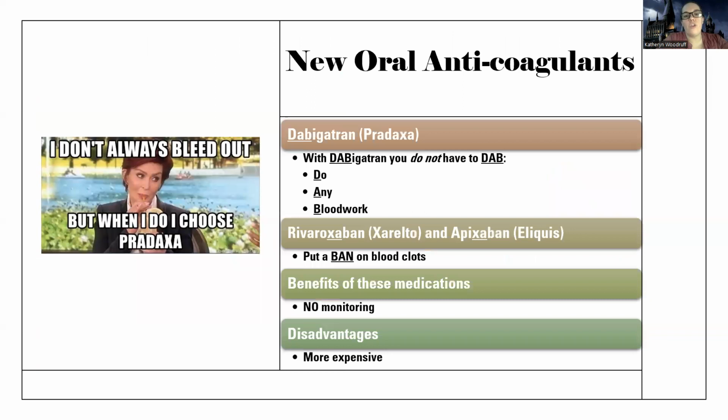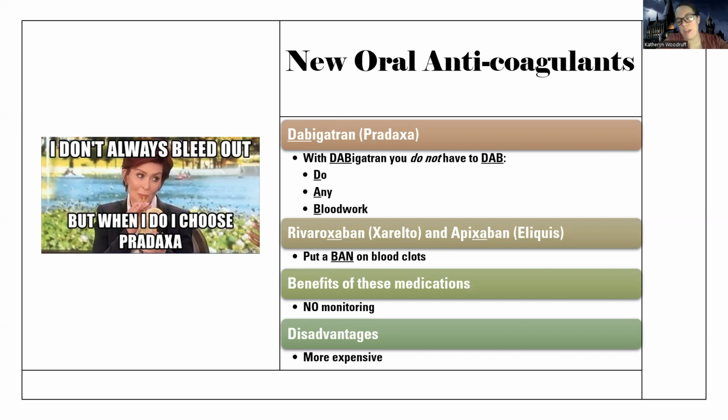There are also some new age oral anticoagulants, and this is going to be stuff like dabigatran, rivaroxaban, or apixaban. Keep in mind with all of these, they have the benefit that there's no monitoring that needs to be done, just like with the low molecular weight heparin. But the disadvantage is they're more expensive. Sometimes in the hospital they'll give vouchers so people can afford them for a while, but long-term, it can be hard.